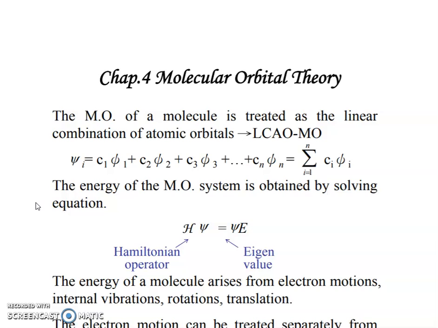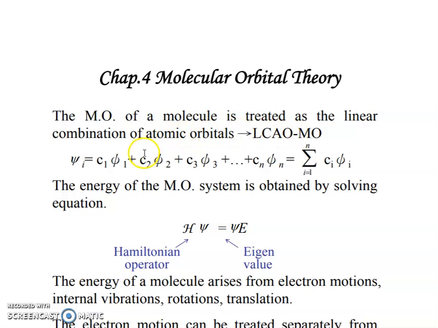Today in this video, I am going to talk about molecular orbital theory. You know my friend, the molecular orbital of a molecule is stated as the linear combination of atomic orbitals. LCAO stands for linear combination of atomic orbitals and molecular orbital.